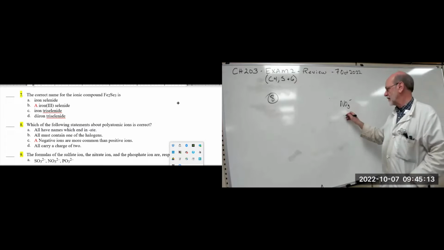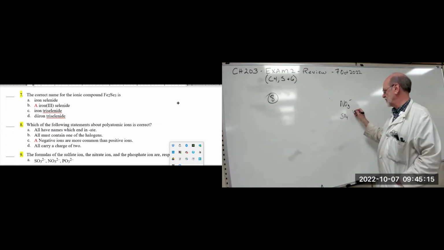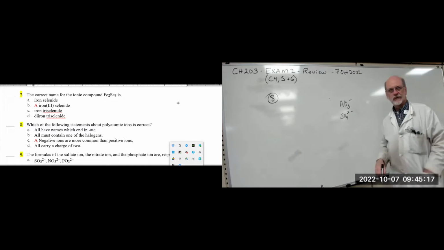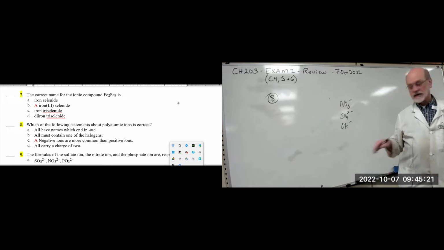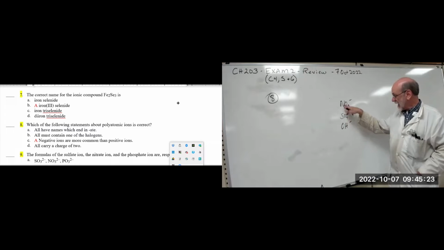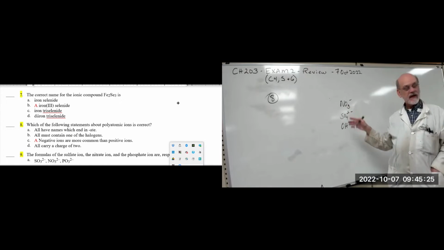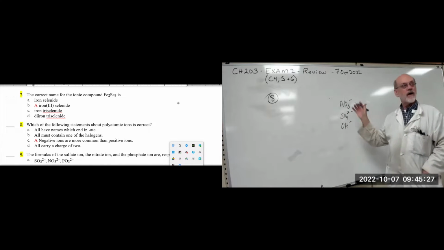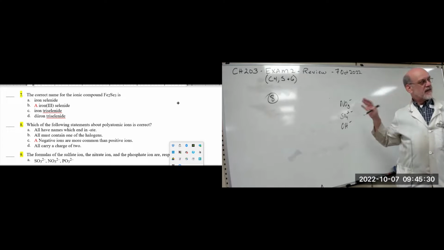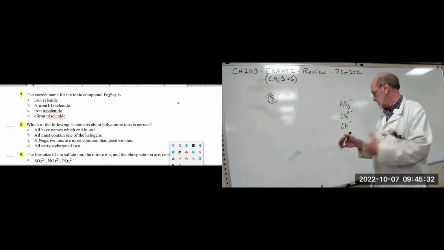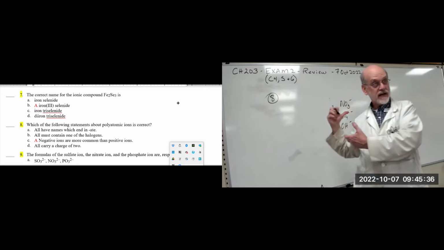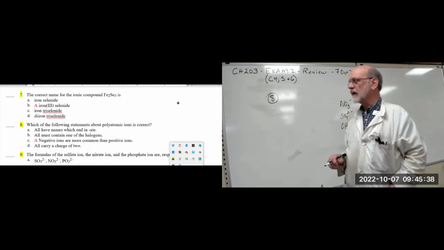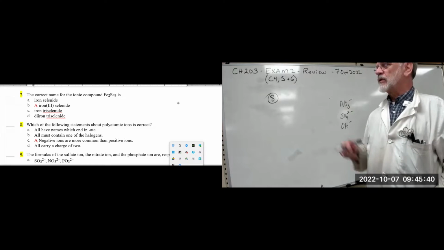nitrate or sulfate or hydroxide. Right? These are covalently bound atoms in here, and they have a charge on the whole group. And that group acts like, in this case, the anion, right? The right-hand side of the name. So which one of these fits that?